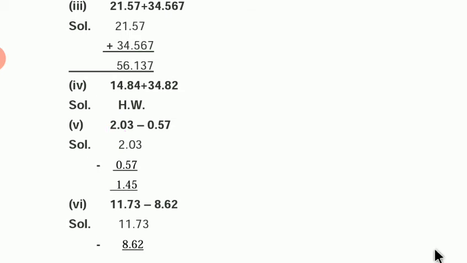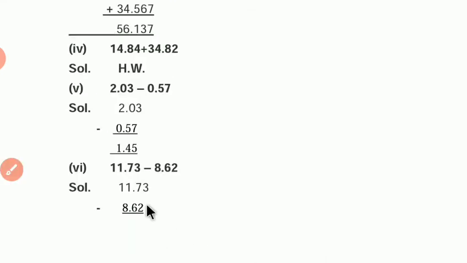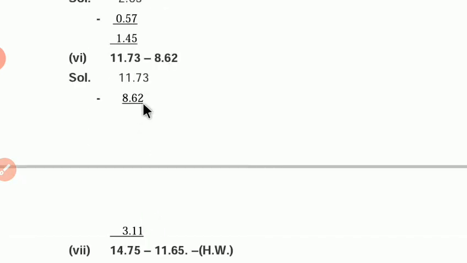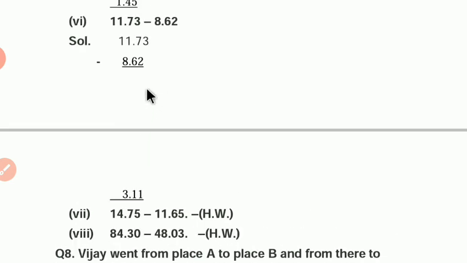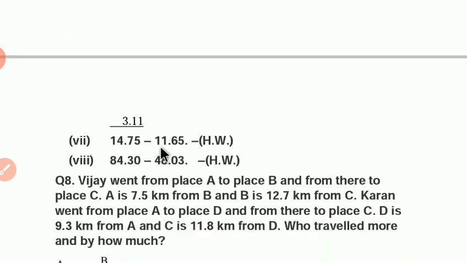The next one, 11.73 minus 8.62. So here 3 minus 2, 1. 7 minus 6, 1. And 11 minus 8, 3. Same for the 6th and 7th one. First you have to arrange the decimals, point under point, and first you have to arrange in a line with the point, then you have to subtract it.